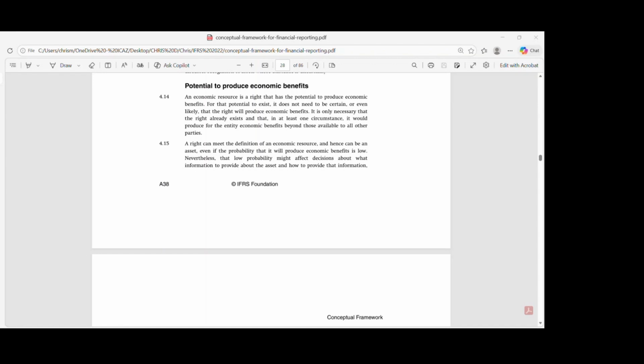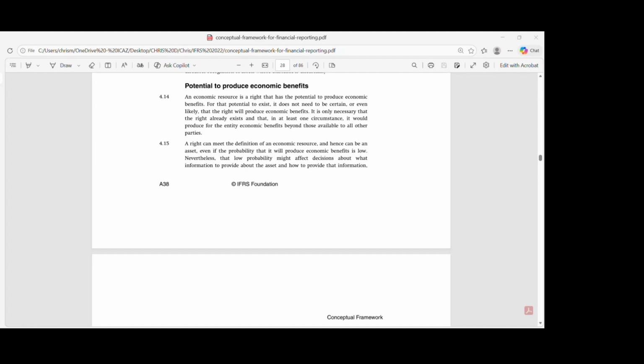So a simple example of economic benefits. Let's say a company develops new software, but we are unsure whether it will succeed. The principle: a resource qualifies even if the probability of benefits is low. So the software can generate revenue, can be sold.